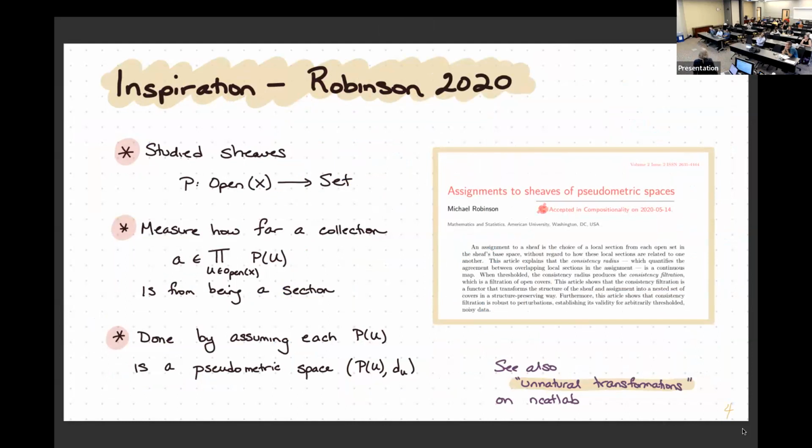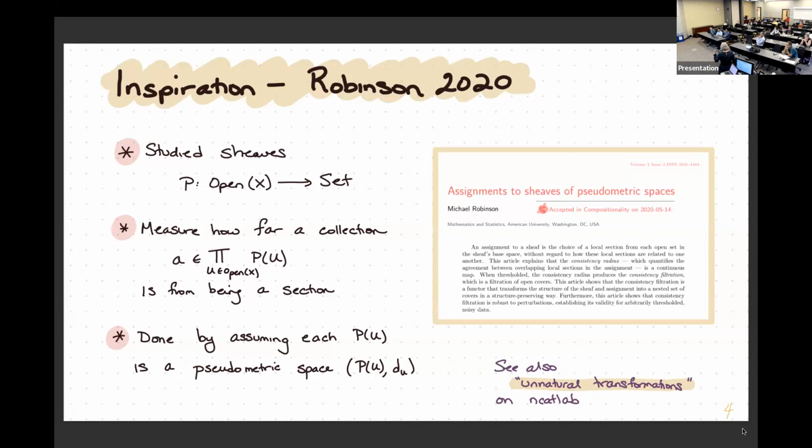We found this paper by Michael Robinson, where he was doing something in a completely different context, but it was the inspiration for this work. He was interested in understanding things about data fusion. In doing this, he was trying to come up with a way of measuring how far a particular functor was from having a section.